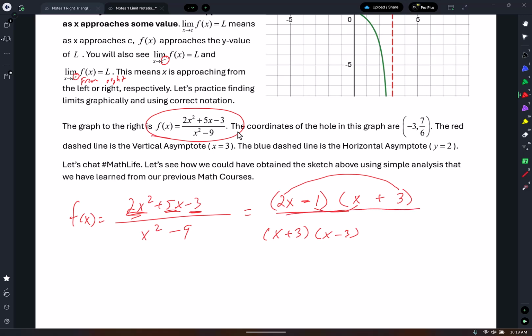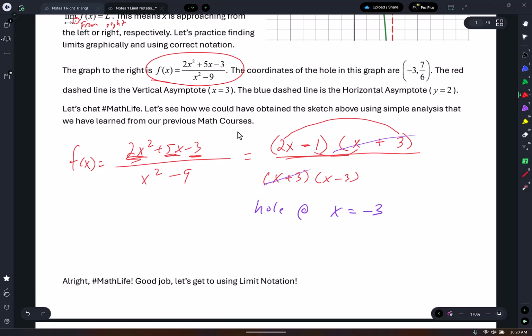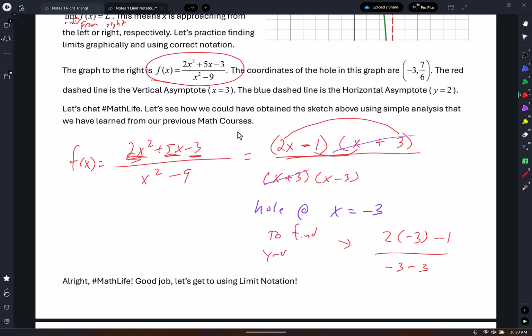Okay. From there, notice that I have a common factor in the numerator and denominator. You see that x plus 3 there? That's what creates your hole. Hole at x equals negative 3, wherever your factor zeroes out. So how do you find the y value of that hole? Insert negative 3 into whatever you have left. 2 times negative 3 minus 1 over negative 3 minus 3. And I'm going to put this in for good notes: to find y value of hole.